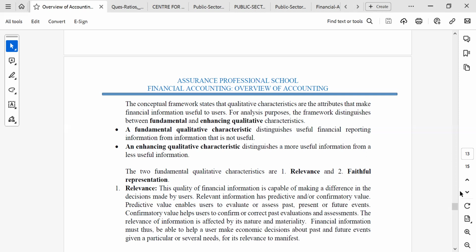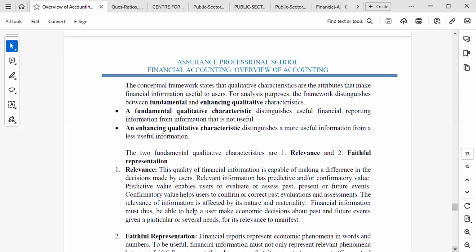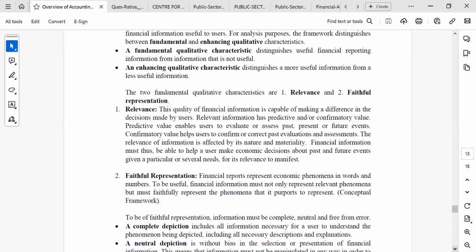The next one is what we call the confirmatory value. The information should help us confirm things that happened in the past and things that are happening in the present. Okay, so that is all about relevance. They can ask you, and you should be able to say something. Faithful representation, the word itself, faithful.